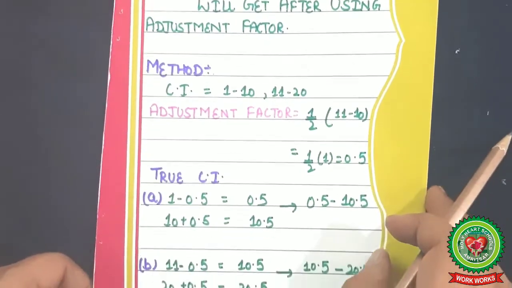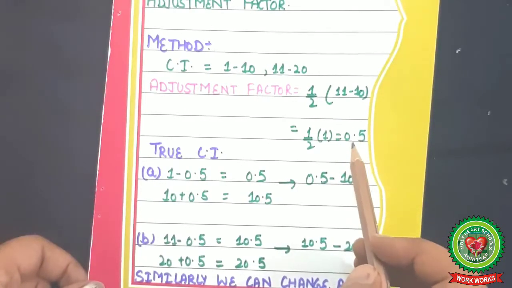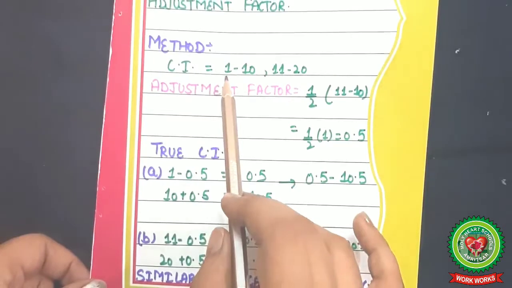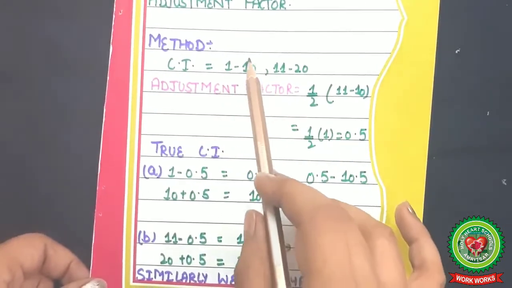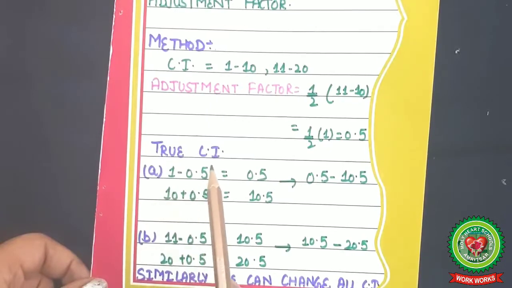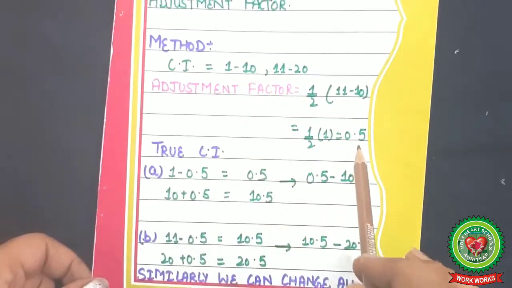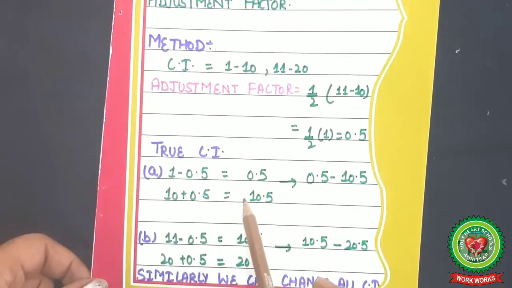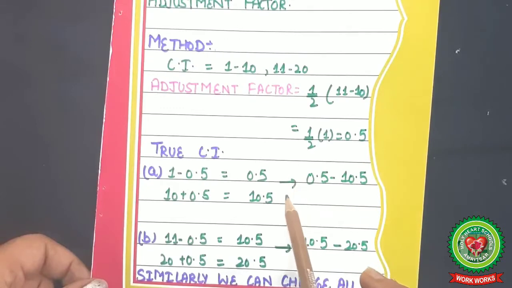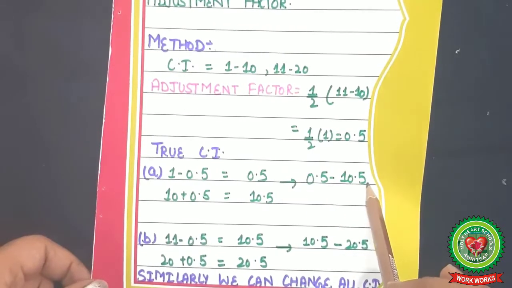Now come to the true class interval. How will we form it? For the true class interval, we have to subtract 0.5 from the lower limit and add 0.5 to the upper limit. So we get 1 minus 0.5 as 0.5 and 10 plus 0.5 as 10.5. So this is the true class interval of the first class, that is 0.5 till 10.5.